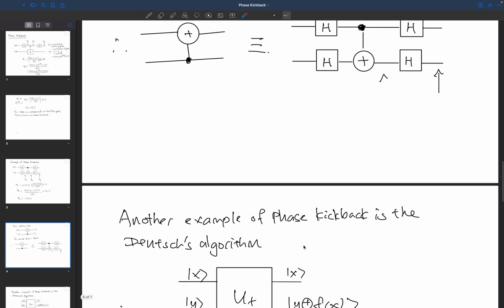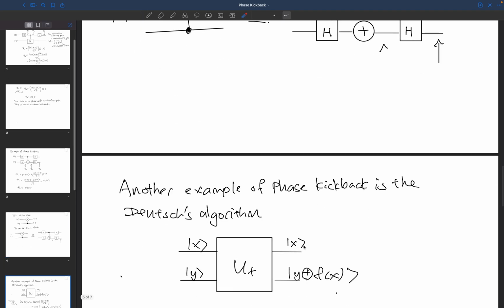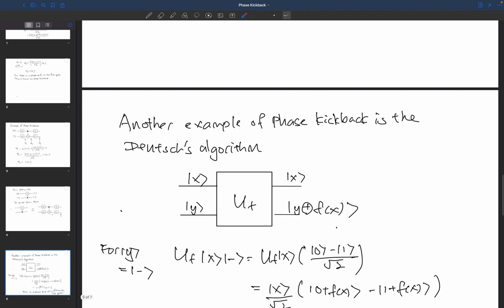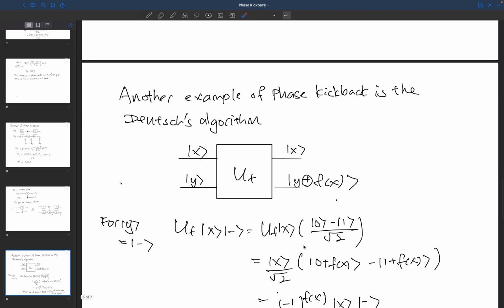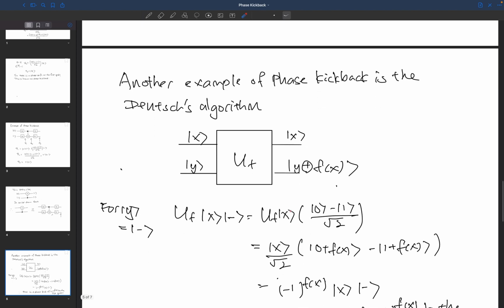Another example of phase kickback is the Deutsch-Jozsa algorithm in the previous video. So the Deutsch-Jozsa algorithm can be implemented by this oracle, where we have two inputs x and y, and two outputs x and y XOR f(x). In the Deutsch-Jozsa algorithm, we want to check whether this f is a constant or a balanced function.